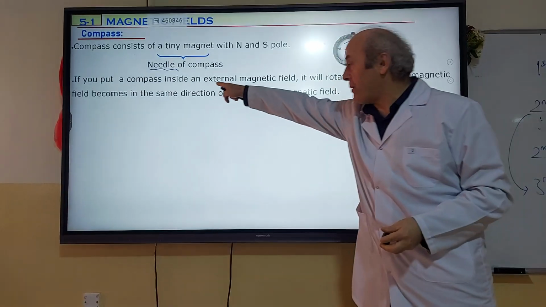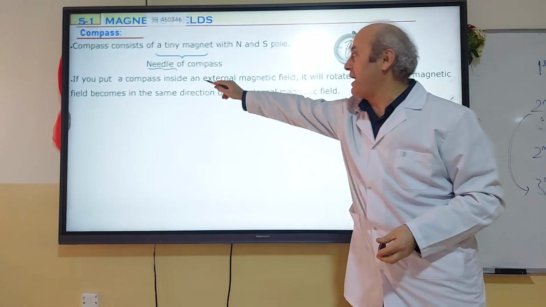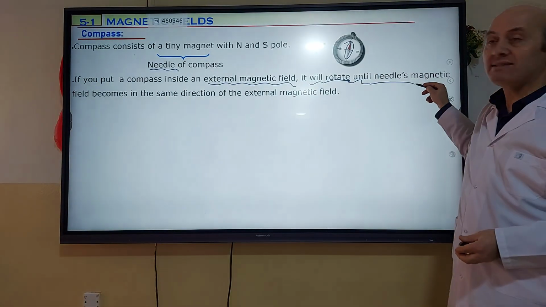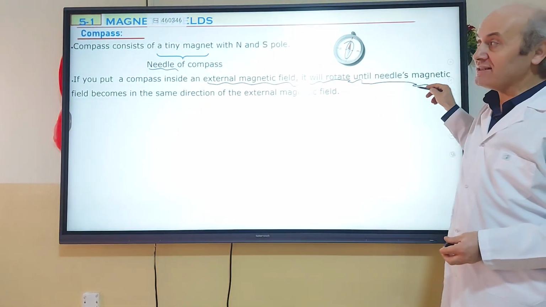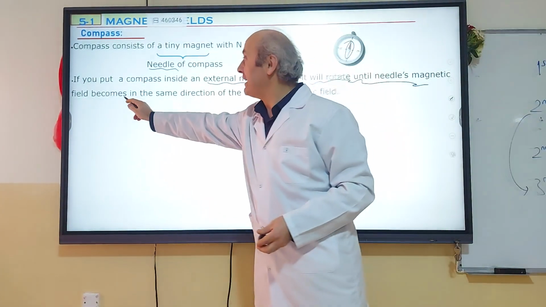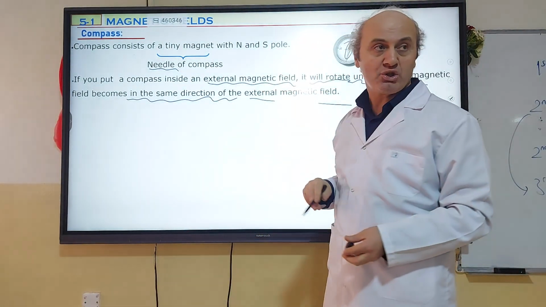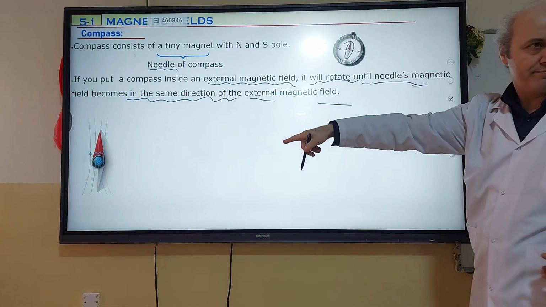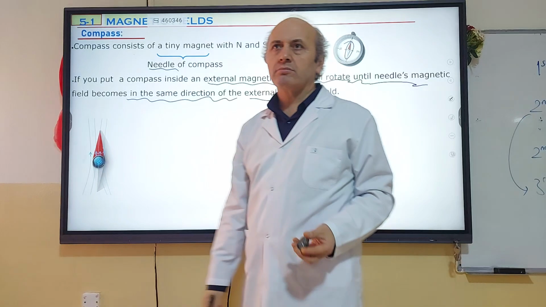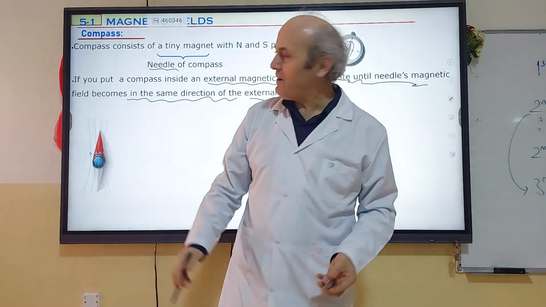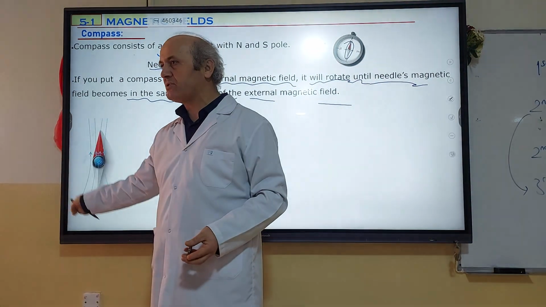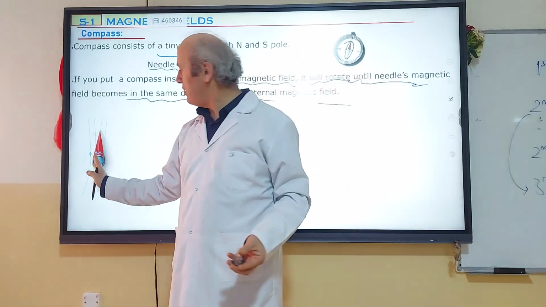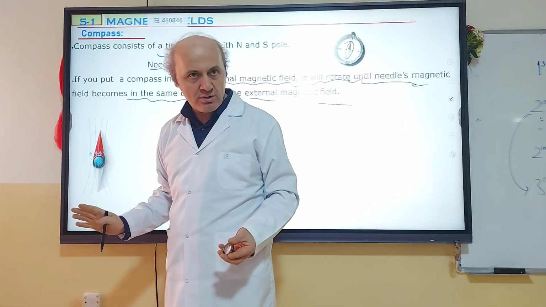So if you put a compass inside an external magnetic field, like Earth's magnetic field, the compass will start rotating until the needle's magnetic field is in the same direction as the external magnetic field. Like this, this is the needle. The needle is a natural magnet. Its magnetic field is N to S outside, S to N inside. The field of the magnet is S to N.